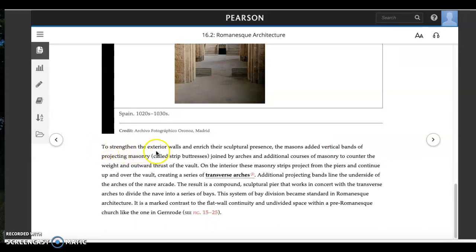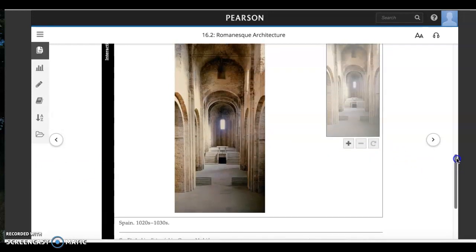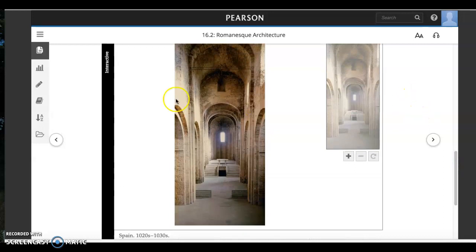To strengthen the exterior walls and enrich their sculptural presence, the masons added vertical bands of projecting masonry called strip buttresses, joined by arches and additional courses of masonry to counter the weight and outward thrust of the vault. Okay, slow down. They should have broken that up into smaller chunks. Chunk 1, a strip buttress.